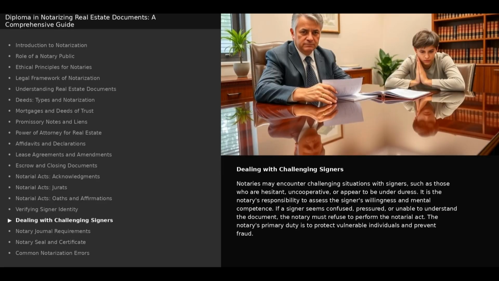Dealing with challenging signers. Notaries may encounter challenging situations with signers, such as those who are hesitant, uncooperative, or appear to be under duress. It is the notary's responsibility to assess the signer's willingness and mental competence. If a signer seems confused, pressured, or unable to understand the document, the notary must refuse to perform the notarial act. The notary's primary duty is to protect vulnerable individuals and prevent fraud.